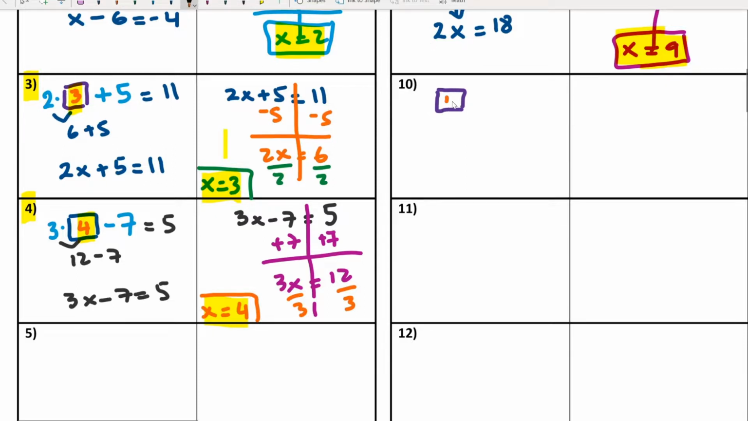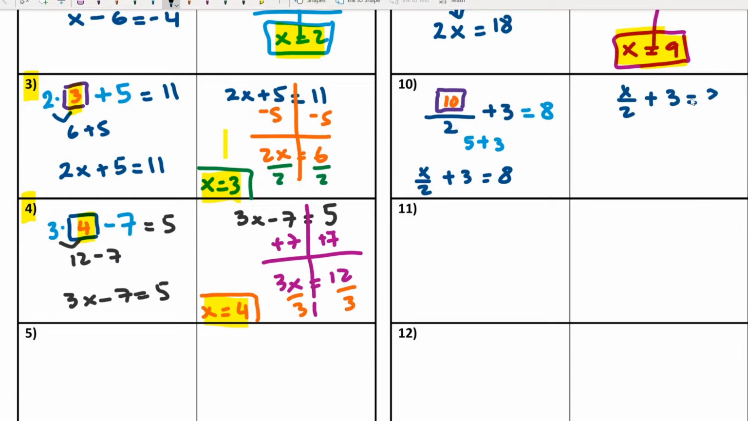All right, you're going to put 10 in the box. This time I'm going to do divide. Now 10 can be divided by what number? I would say 2. And then I'm going to add some number. Let's say 3. Then we work it out. 10 divided by 2 is 5 plus 3, that will give you 8. So our equation will be x over 2 plus 3 equals 8.